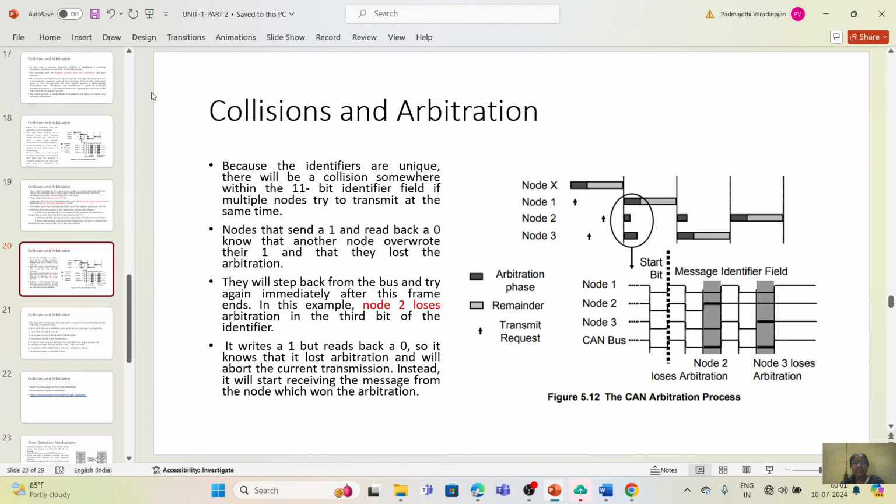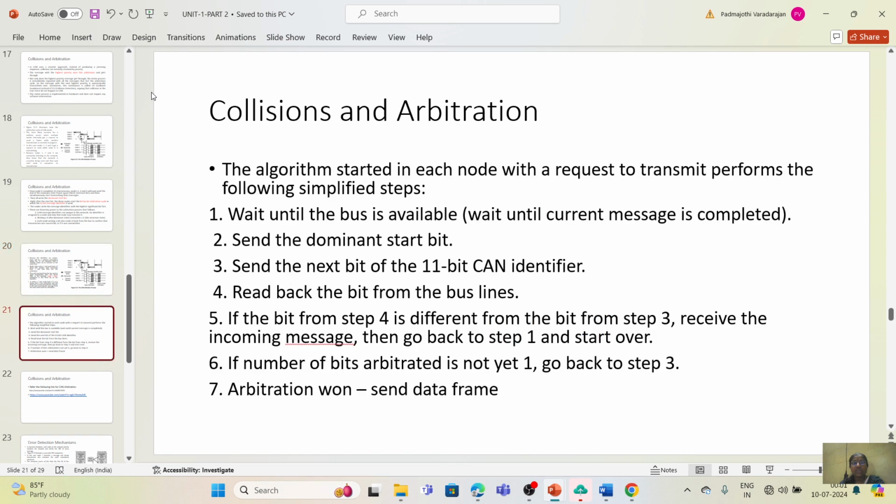Nodes that send a 1 and read back 0 know that another node overrode their 1, and they lost the arbitration. So here in the next phase, node 2 and node 3 lose the arbitration and node 1 wins the arbitration. The algorithm is started in each node with a request to transmit.